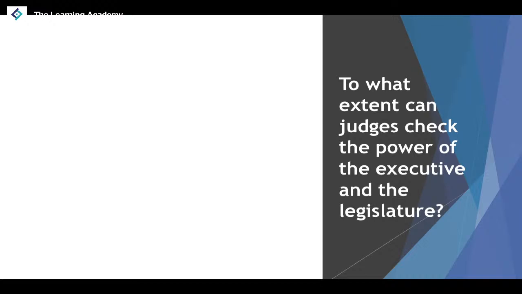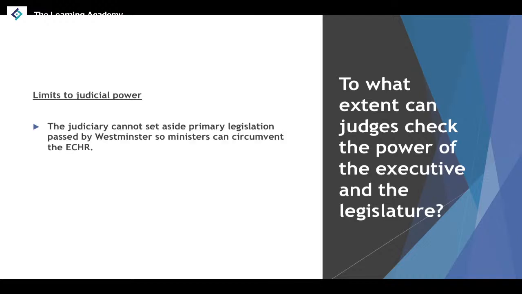Now let's finish off this stream by talking about the opposite side of the argument, the extent to which we have limits on judicial power. What are the limits that can be thought of when it comes to judicial power? Any time we talk about judicial power and the relationship between the judiciary, the executive and the legislature, we have to think about parliamentary sovereignty. The judiciary cannot set aside primary legislation that is passed by Westminster. So government ministers and Parliament can actually circumvent the European Convention on Human Rights because they can just pass primary legislation to do so.